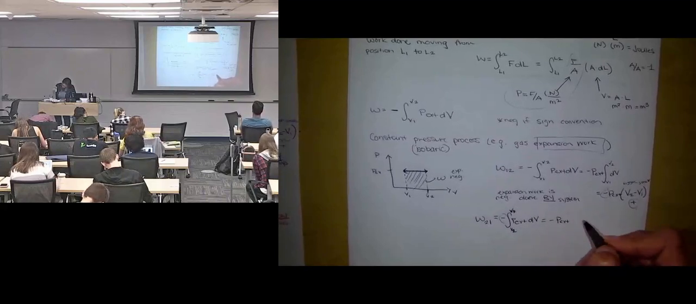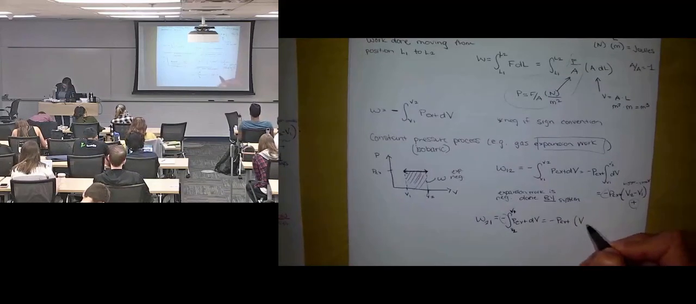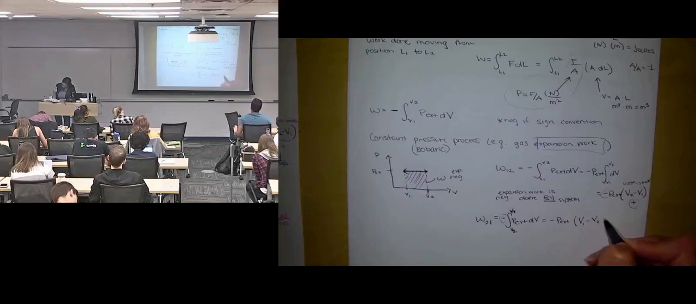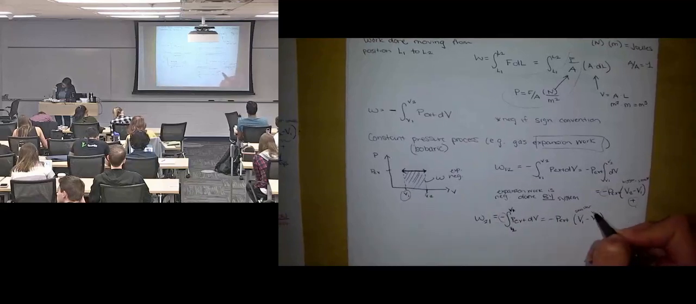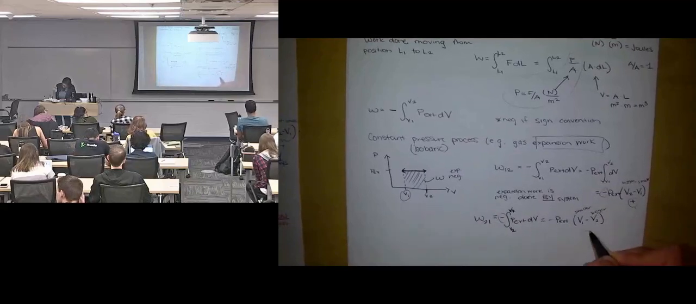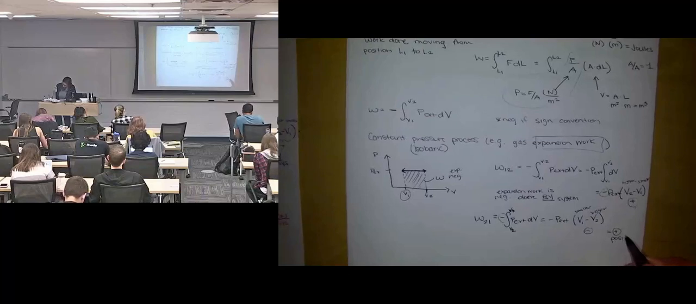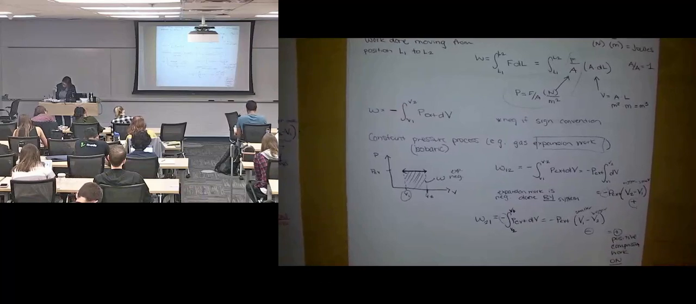Negative P exterior times V1 minus V2. This is our smaller volume minus our bigger volume. This is going to have a negative sign. Negative times the negative is going to give us positive compression work. It's work done on the system by the surroundings.